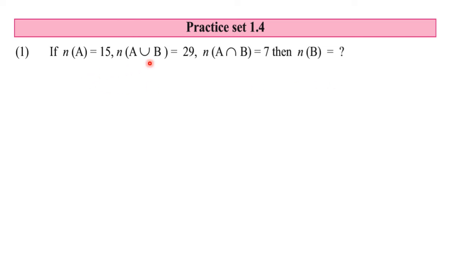See, there are 1, 2, 3 and 4 things, and in the formula also we have 4 numbers or 4 terms. Out of that, 3 are known, so the 4th unknown term we can find very easily. So what is the question? If n of A is 15, n of A union B is 29, n of A intersection B is 7, then what is n of B?